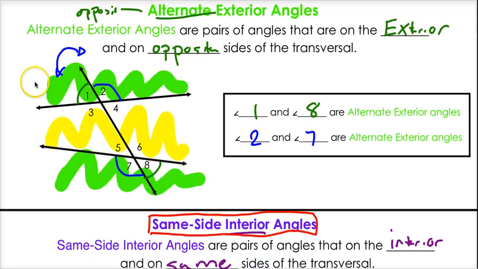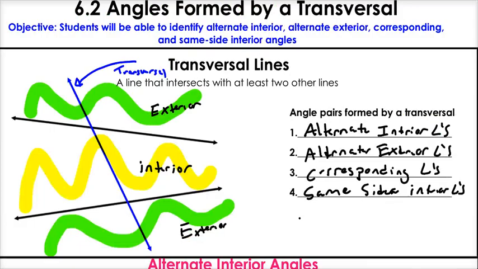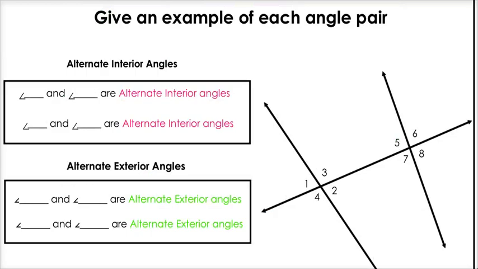Alright, so now that we got our 4 kinds of angles, alternate interior, alternate exterior, corresponding, and same side, let's do some identifying. And there's no math here, you just got to identify. So, we want to give examples of each pair. First, we're going to start with alternate interior angles.